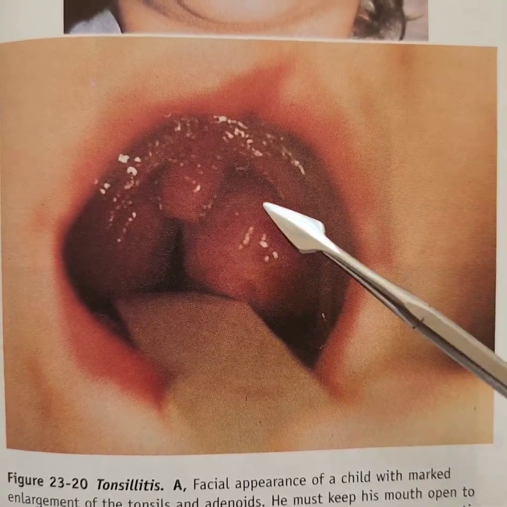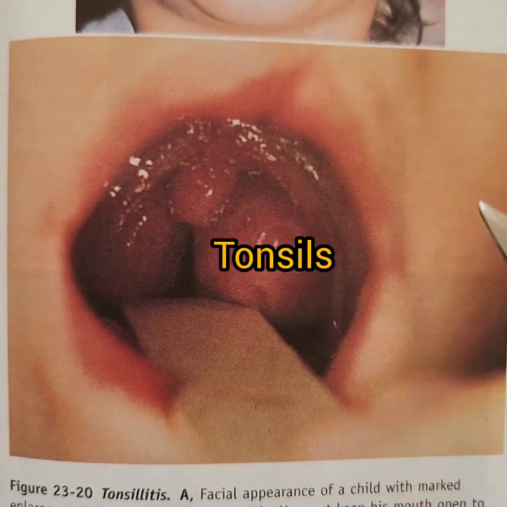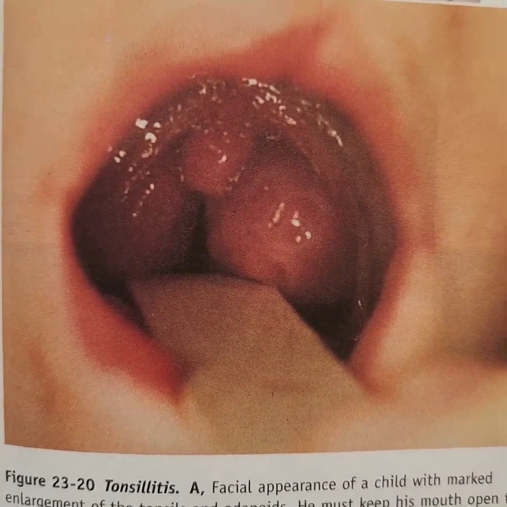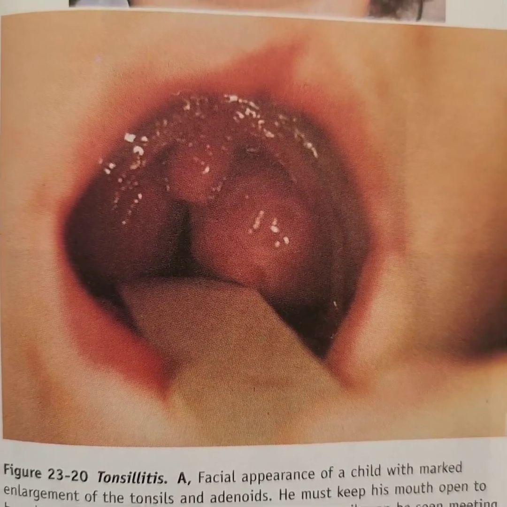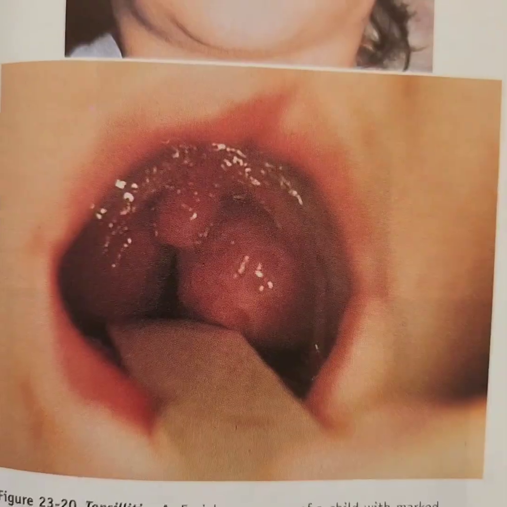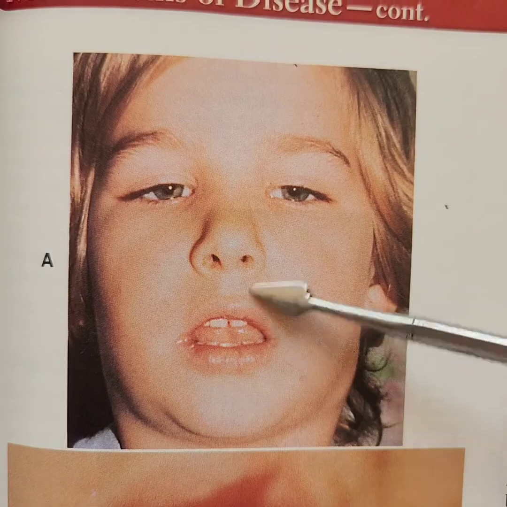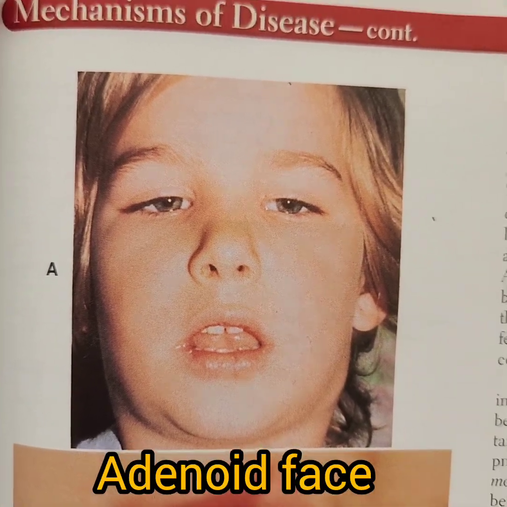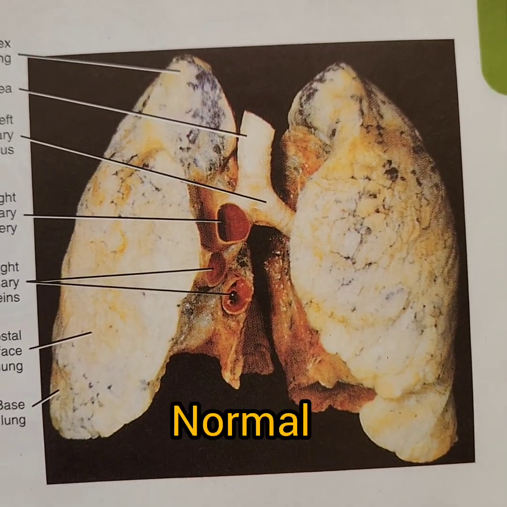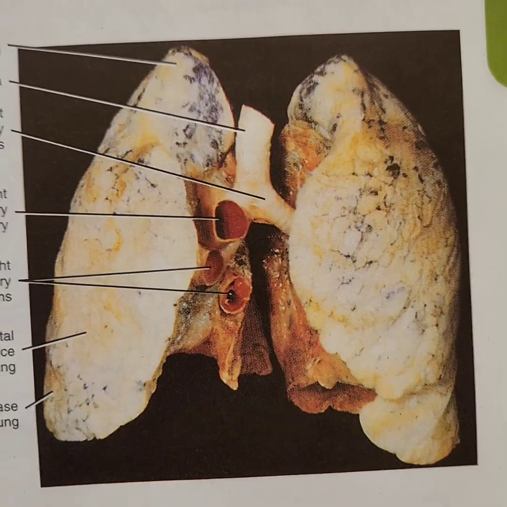This is the oral cavity, uvula and tonsils. This is a condition of tonsillitis due to hyperreaction of tonsils to environmental pathogens. If nasopharyngeal tonsils or adenoids are involved, the child will have mouth opening during breathing. This is the adenoid phase.